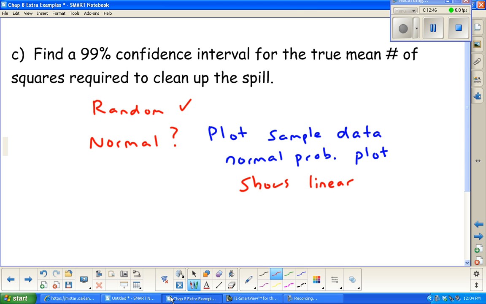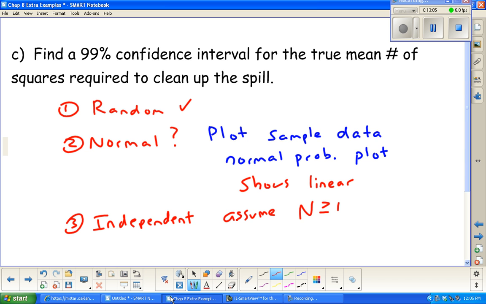So we got condition 1 given to us, 2 we just checked, 3 independent. We had 18 things in our sample. Do you think there's more than 180 rolls of toilet paper in the world, or from this particular brand? Yes, so we're going to assume that. We will assume that capital N is greater than or equal to 10 times lowercase n, which was 18. So we're going to assume there's a lot of toilet paper out there. So let's go ahead and find the interval. We got our conditions met.